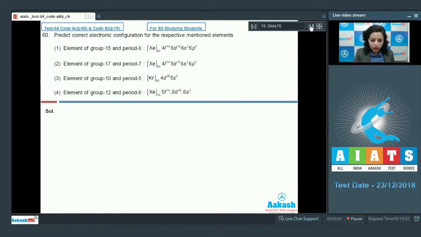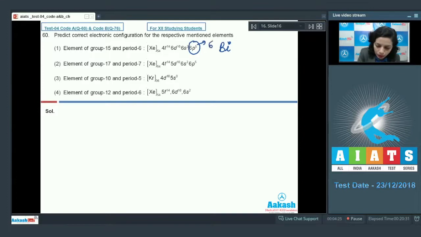Further, question number 60. Predict correct electronic configuration for respective mentioned elements. We have the first option, that is element of group 15 and period 6. The element of group 15 and the period 6 is bismuth. And if we talk about bismuth, in this case, the electronic configuration is xenon 54, then 4f14, 5d10, that's also correct. And this should be 6s2, it is also correct, but here this 6p5 is incorrect.